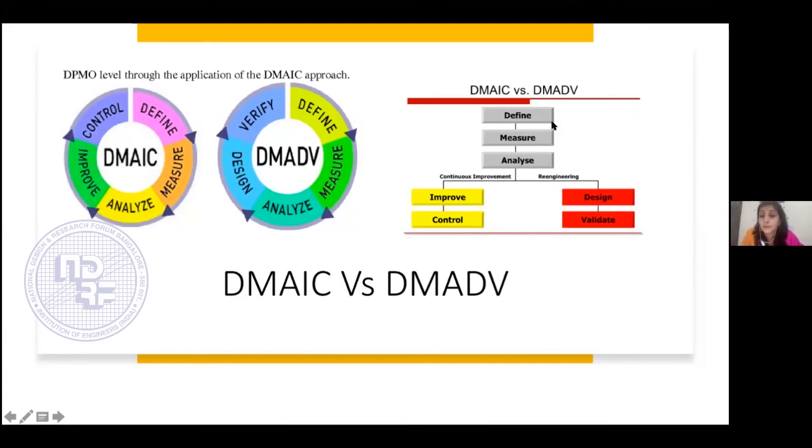But if you are trying to come up with a new process or a new product, and that requires a lot of re-engineering, then the first 3 steps are common, but the 4th step is designing that new process, and then validating whether you have achieved whatever was desired. So this is the difference between DMAIC versus DMADV. And DMADV is part of Design for Six Sigma.